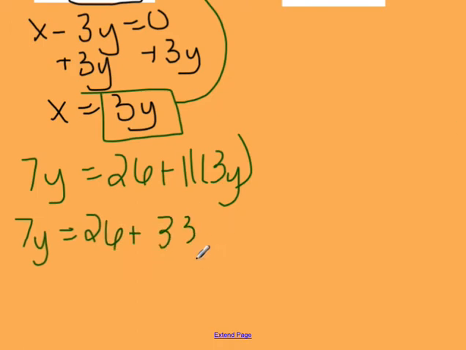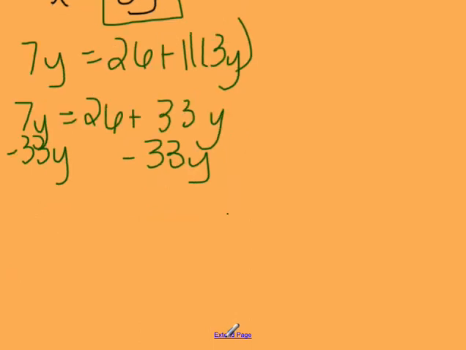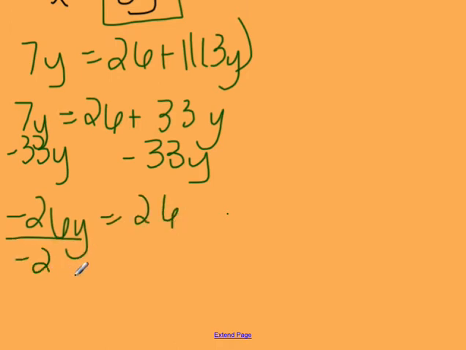So now I need to get my y's onto the same side. So what I'm going to do is subtract 33y from both sides. So 7 minus 33y is going to give us a negative 26y. Okay, so we have negative 26y is equal to 26. Well, that negative 26 is being multiplied by the y. So I'm going to divide both sides by a negative 26. So 26 divided by a negative 26 is a negative 1. So y is equal to a negative 1.